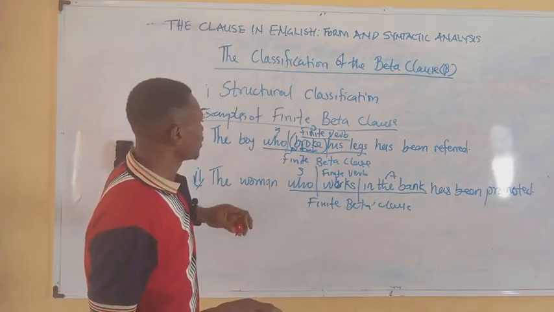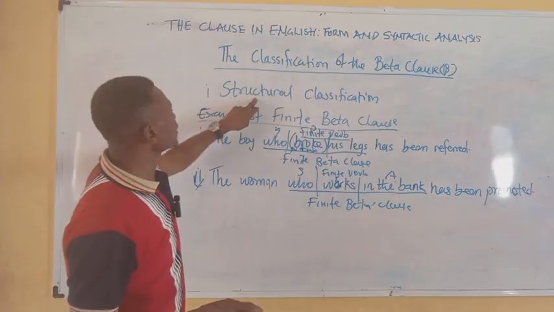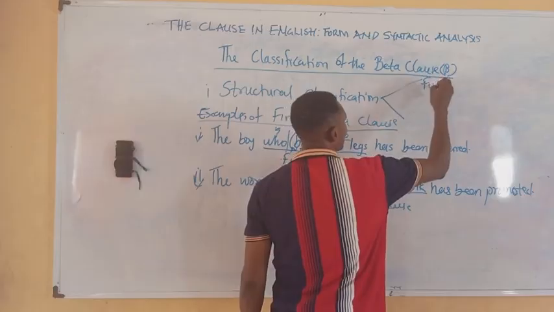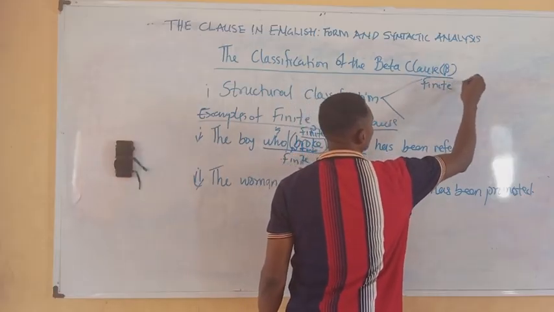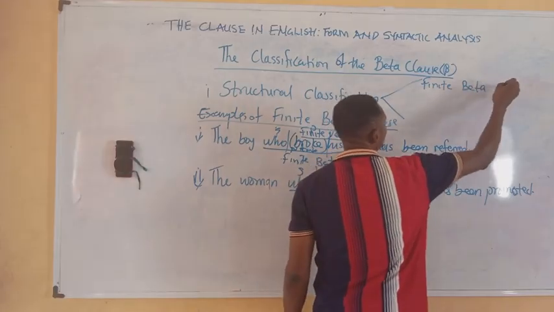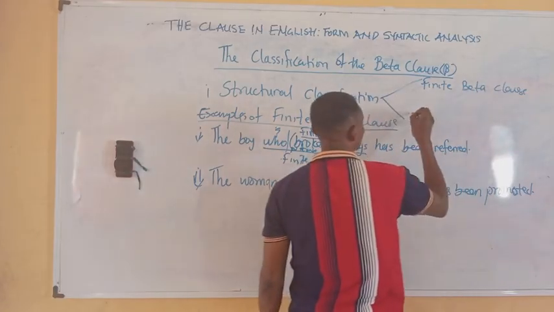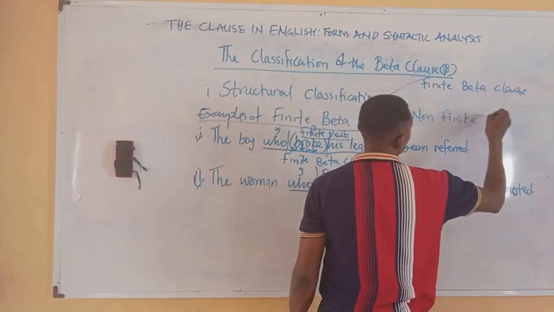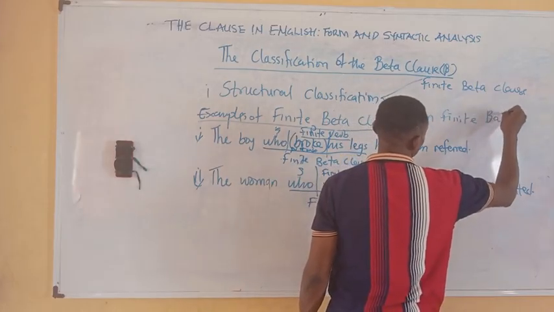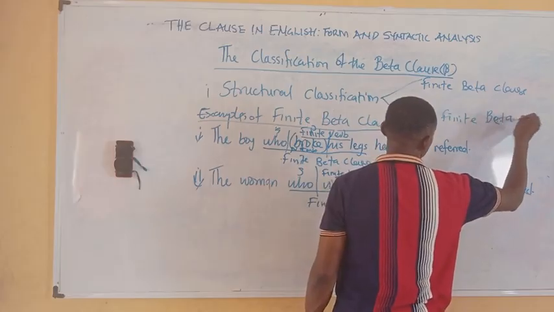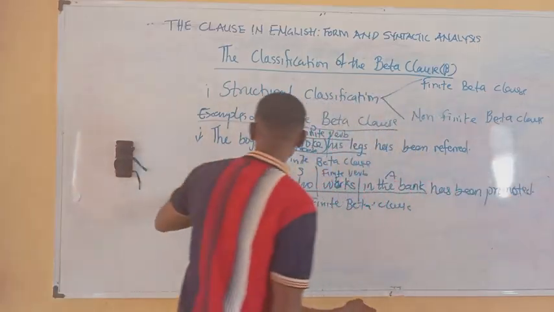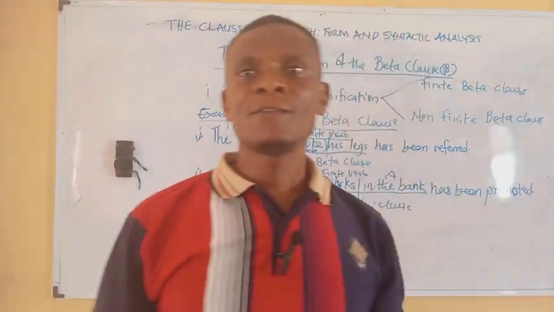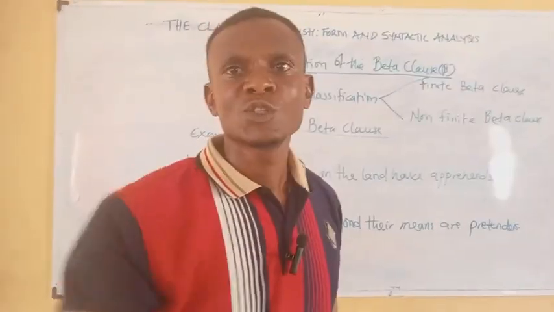Then we move to the next one. Under this structural classification, we have two: finite beta clause, then we also have non-finite beta clause. So these are the examples of finite beta clause. Now, let's look at examples of non-finite beta clause.